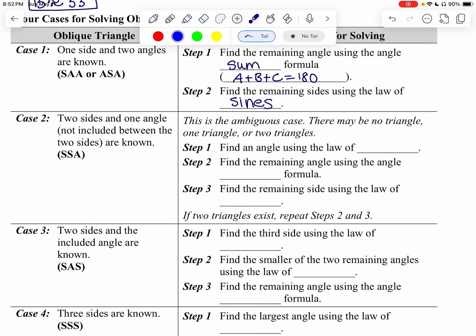If you know two sides and one angle that is not between those two sides, so SSA, then we can find the angle using the law of sines, since we know two sides and an angle. We can then find the remaining angle using the angle sum formula, and then the law of sines again to find the remaining side. This one, remember, be careful if you have two triangles that exist. Repeat steps 2 and 3 for those cases like we did in 8.1.